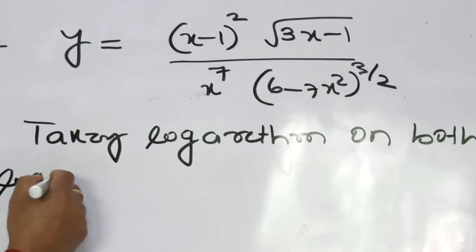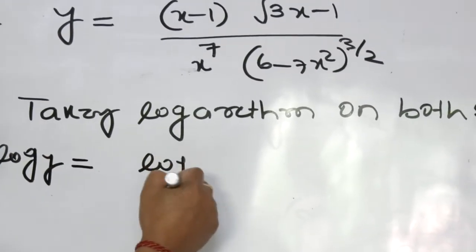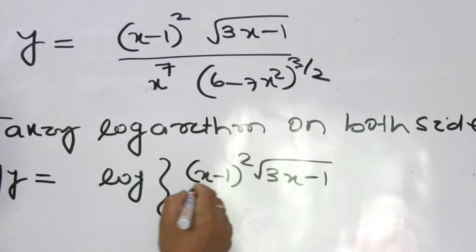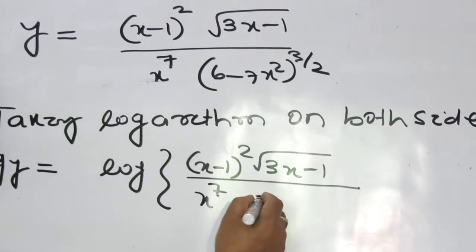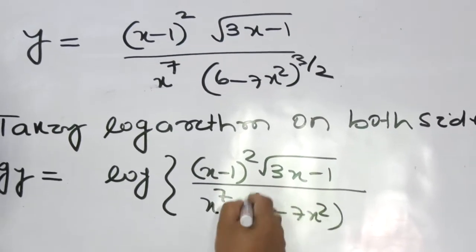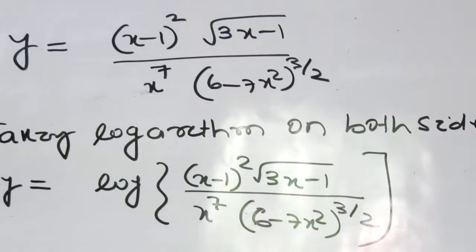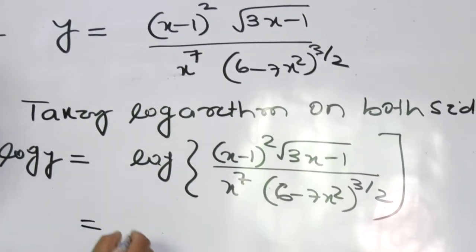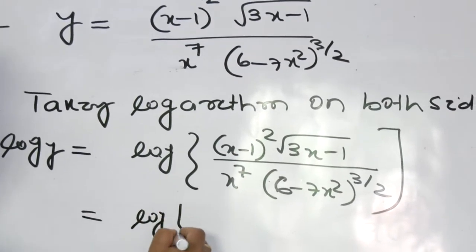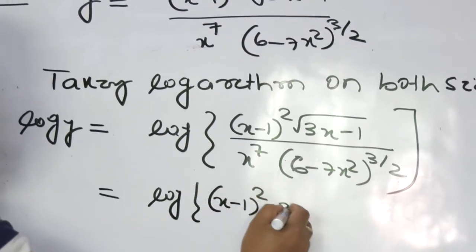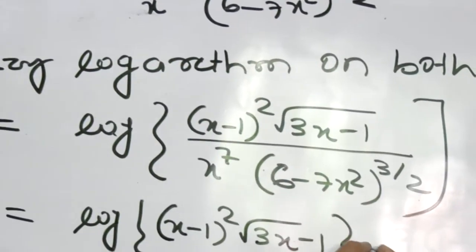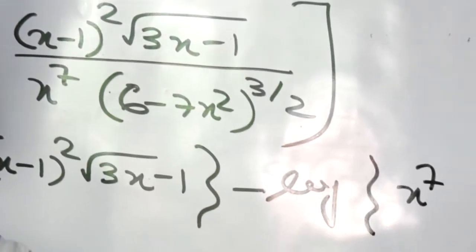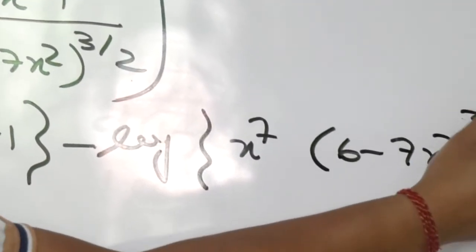log y equals to log of (x minus 1) whole square root of (3x minus 1) by x to the power 7 into (6 minus 7x) square to the power 3 by 2. Then we have to simplify the right hand side. We know that log a by b is log a minus log b. That is log of (x minus 1) whole square into root of (3x minus 1) minus log of x to the power 7 into (6 minus 7x) square to the power 3 by 2.